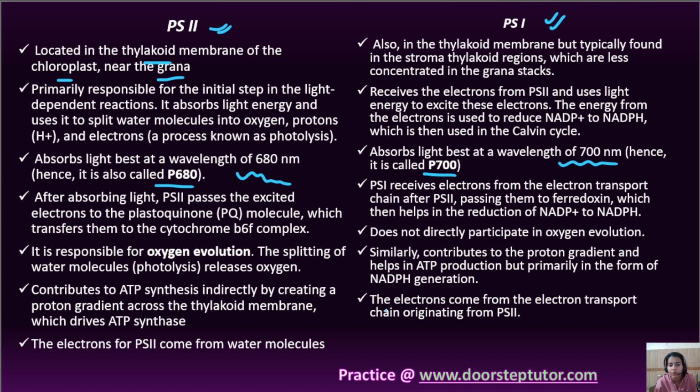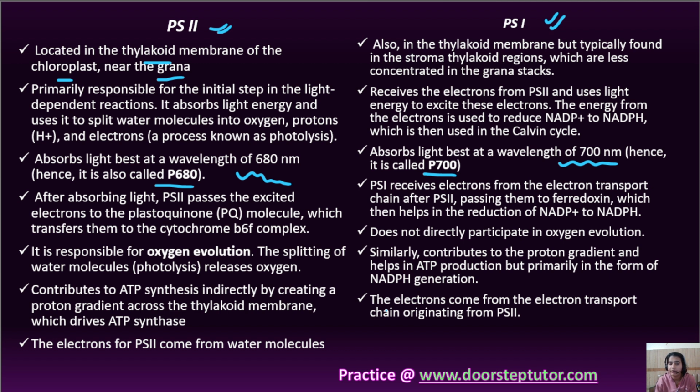While if we talk about PS1, it contributes to the proton gradient also and helps in ATP production, but primarily in the form of NADPH. After that, NADPH can be converted into ATP. So basically from one NADPH we can produce about 3 ATPs.